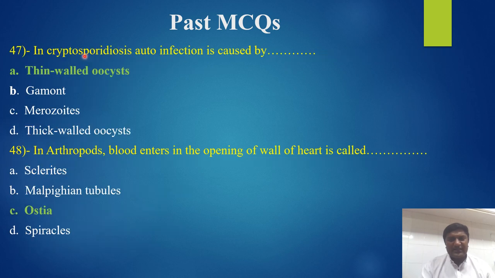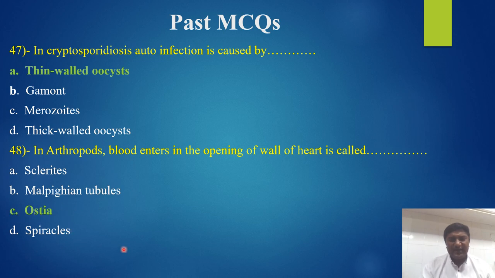In cryptosporidiosis, autoinfection is caused by dash. Thin-walled oocyst, gametes, merozoites, thick-walled oocyst. So the thin-walled oocyst is the best answer. In arthropods, blood enters through the openings in the wall of the heart called dash. Sclerites, Malpighian tubules, ostia. So ostia is the best answer.